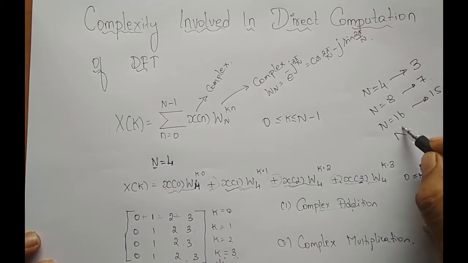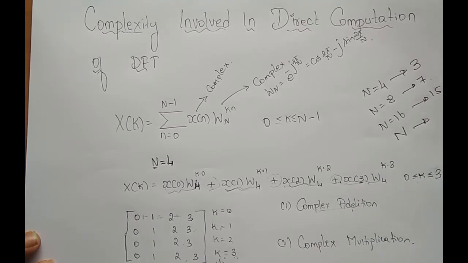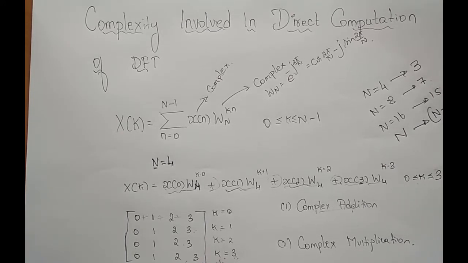So generally speaking, for an N-point DFT, how many complex additions does it require? It is N minus 1, right? So N minus 1 complex additions it requires for one value of k. I have taken any one value of k, but for all values of k: for k equal to 0 I require 3, for k equal to 1 I require 3 additions, for k equal to 2 also 3 additions, and for k equal to 3 also 3 additions. So for all values of k, this is 3 times how many? 4. 4 into 3, 12.